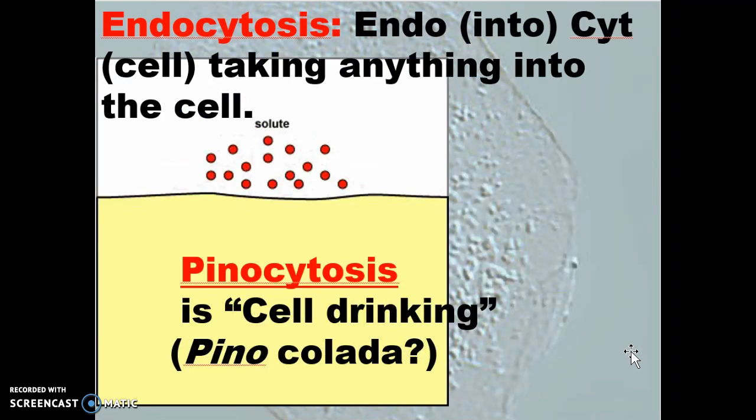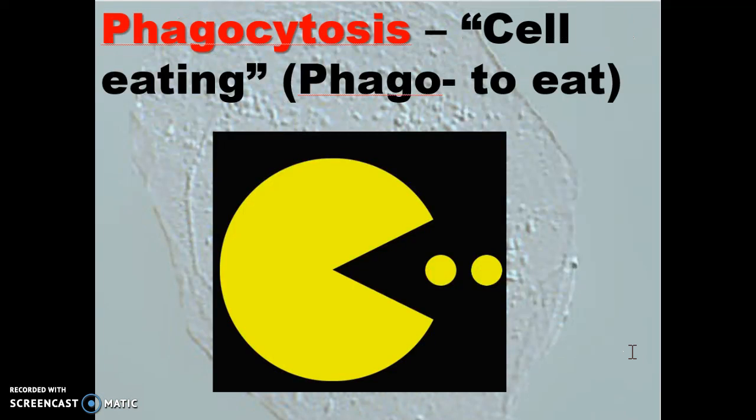Endocytosis. Endo is into, cyto again is cell. Any type of thing in the cell. If the cell invaginates or folds in and takes in water, that's pinocytosis. Pino is Greek for drinking. So help think of it as a piña colada, drink. Not that the cell's getting drunk or anything, but pino is drinking.